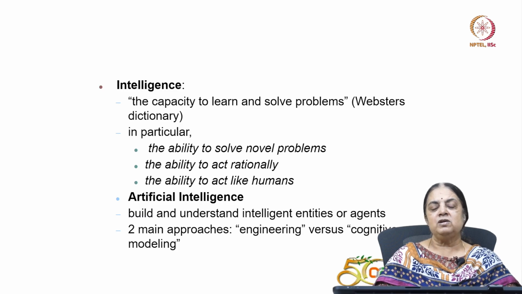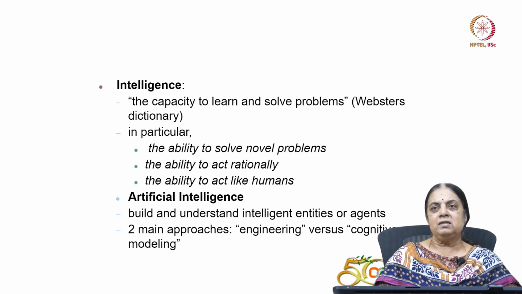If you are given a new problem for which you don't have any solution, the ability to do that, and the ability to act in a rational manner. Rational manner means in a manner which gives the right decision. The ability to act like the way human beings act. This is what you mean by intelligence, and artificial intelligence is to build and understand intelligent entities or agents.